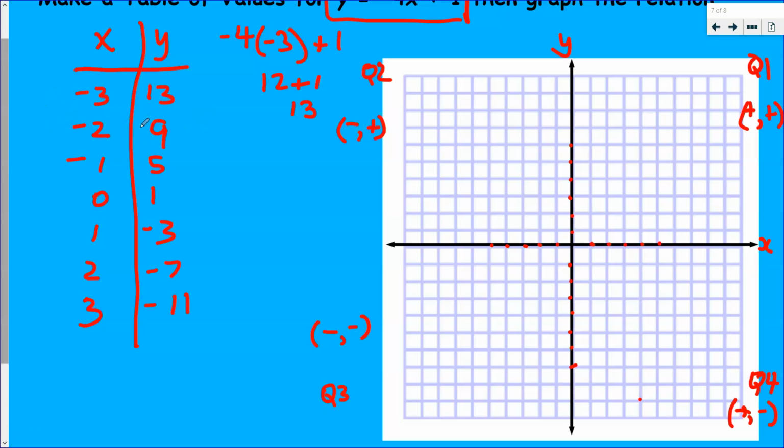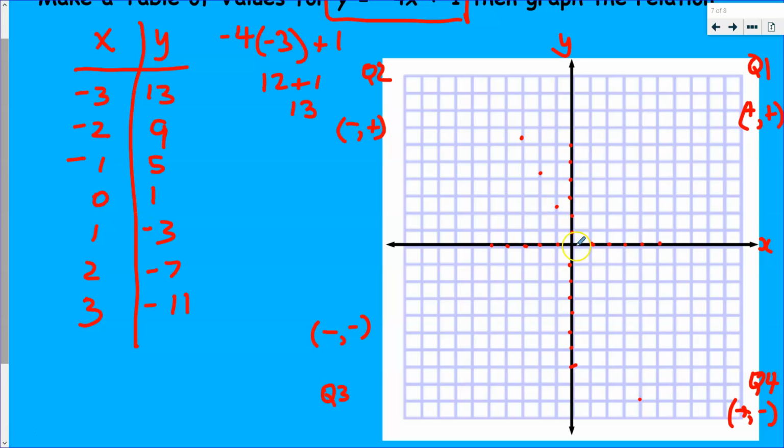-3 and 13 I know is going to land here. So -3 is -1, 2, 3 on my x-axis. 2, 4, 6, 8, 10, 12, 14 on my y, so I need to be in the middle here. -2 and 9, -1, 2, 2, 4, 6, 8, 10, and down 1 is 9. -1 and 5, -1, 2, 4, 6. I want in between 4 and 6.